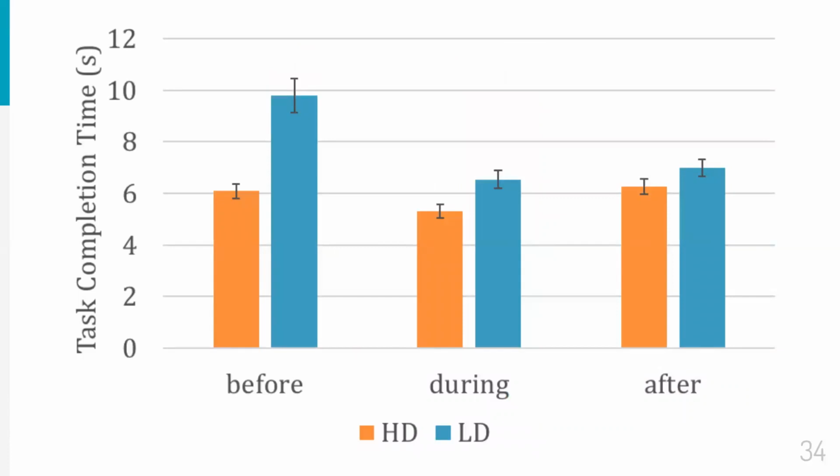What we found interesting was that there was a significant interaction effect between timing and distinguishability. And so for high distinguishability operations, the task completion time was similar across all the timings, as we see here, where the orange bars all level around about 6 seconds. But for the low distinguishability operations, the before condition had a much higher task completion time than during and after. And why is this? Well, the participants explained that for low distinguishability operations, it was harder to judge which operations they should choose until they actually started doing the gesture.